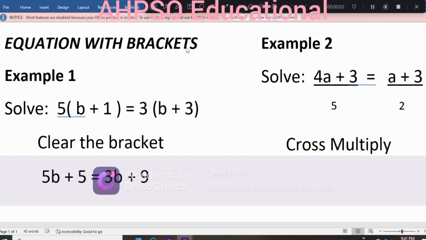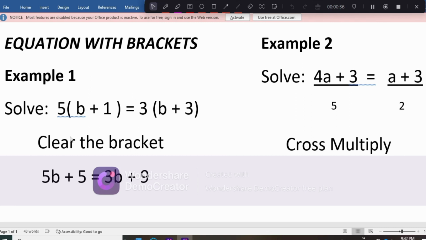Equations with brackets. Example 1. Solve 5(b + 1) = 3(b + 3). You can see that this question, which is an equation, has brackets on both sides of the equation, both at the left hand side and at the right hand side.